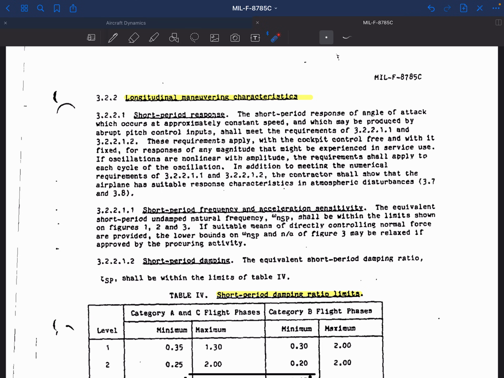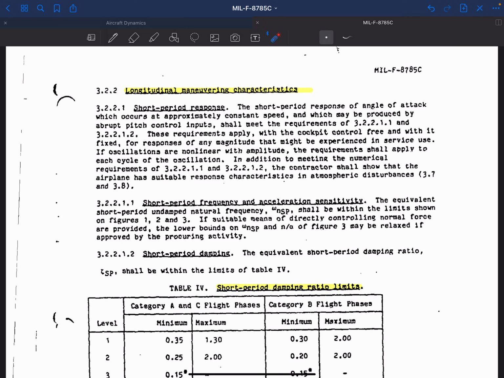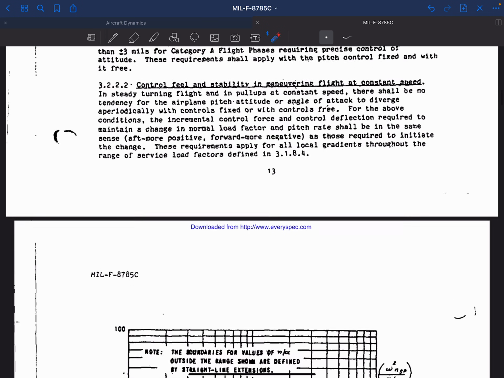Okay, so let's actually write this out here. I'm going to come down here and do it on the next page down. And then we're going to come back up here and talk about this damping ratio in just a minute. But what they have here is figures 1, 2, and 3. So let's go down to those figures and see how they correlated this data here.